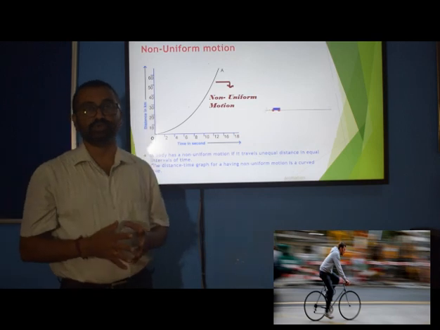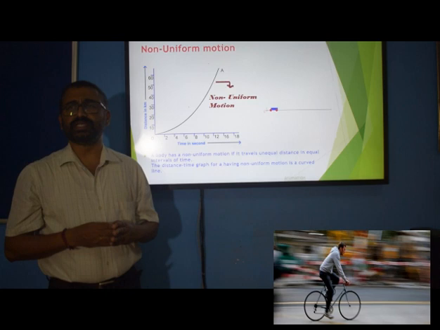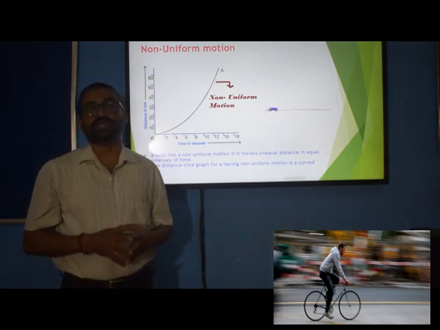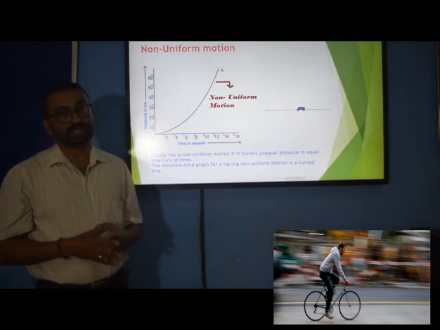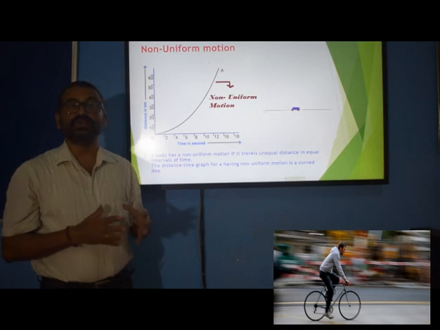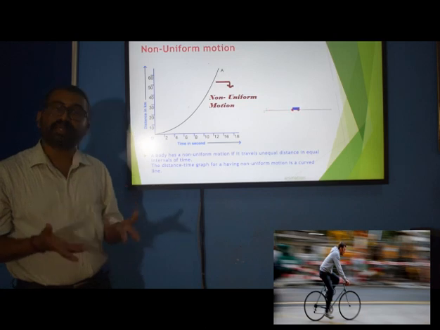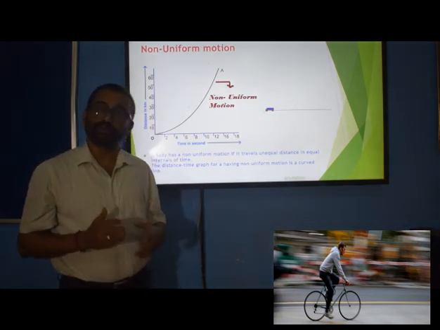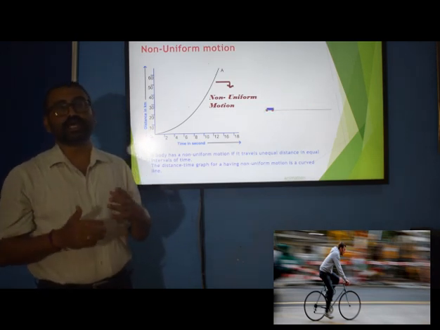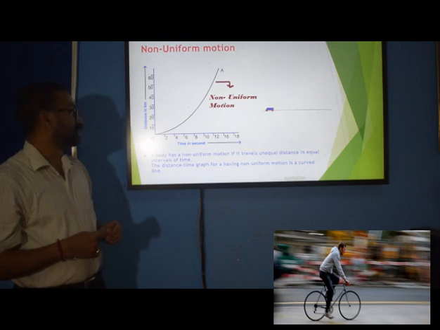So such type of motion where the velocity changes, where velocity does not remain constant, is called non-uniform motion. So if the velocity remains constant, it is called uniform motion. If the velocity is changing, it can speed up, and at the same time it can slow down. Both are possible. Both these two things will come under the category non-uniform motion.